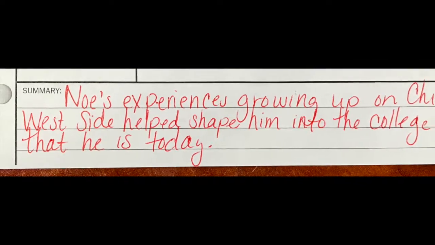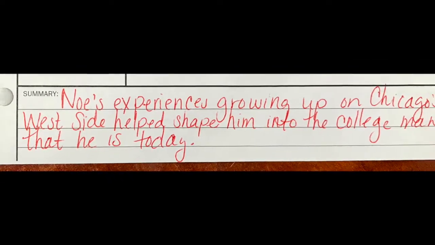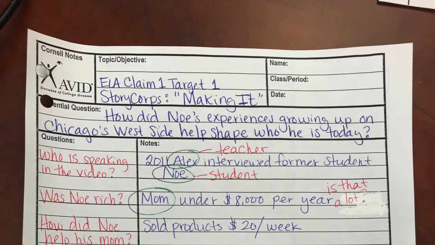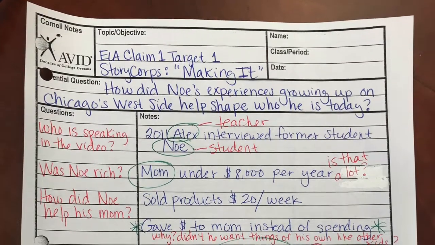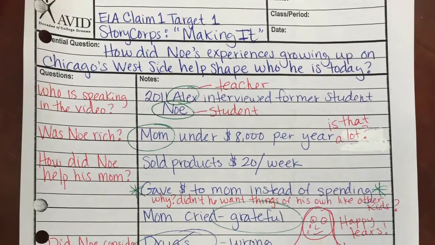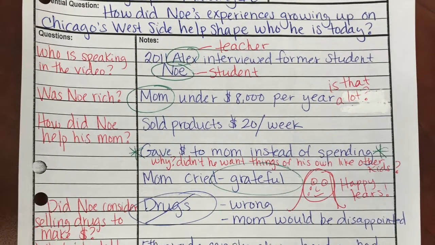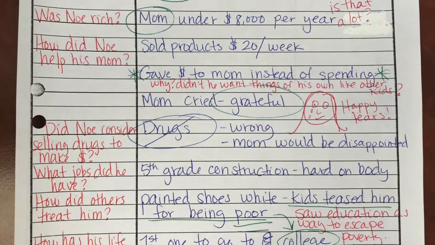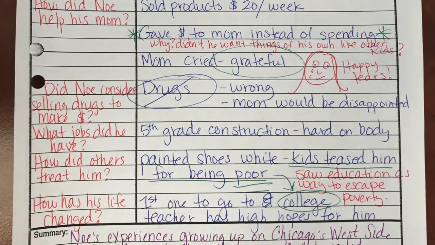Now that you have a topic sentence for your summary paragraph, you are ready to go back into your notes and support it. What evidence do you have from your notes to prove his life experiences on Chicago's West Side led him to the college man that he is today? Finish up the summary at the bottom of your page before moving on.